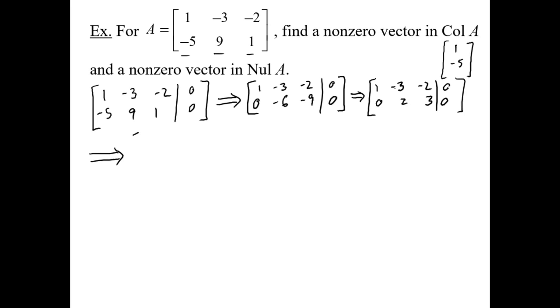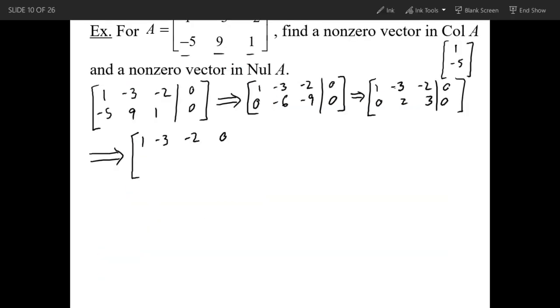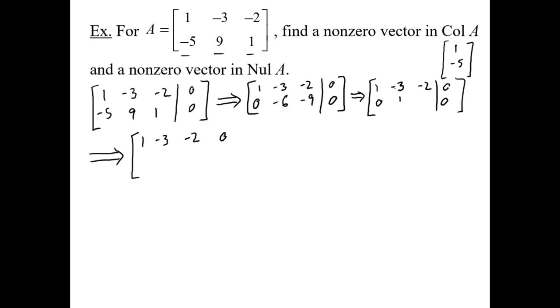Okay, this is not fun. That's okay. 1, -3, -2, 0. Okay. You know what? I'm going to change that last one. I'm going to divide everything by -6. I'm not excited about the fractions, but it is what it is. Okay, so I'm getting 1 and then 3 halves.